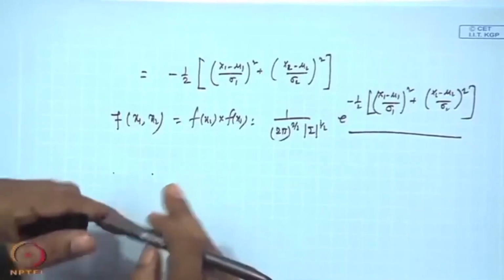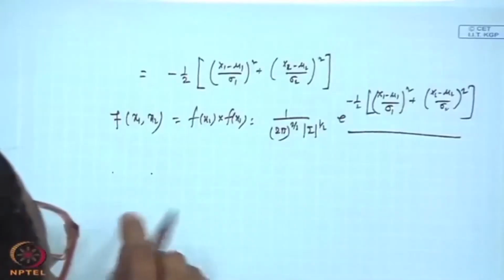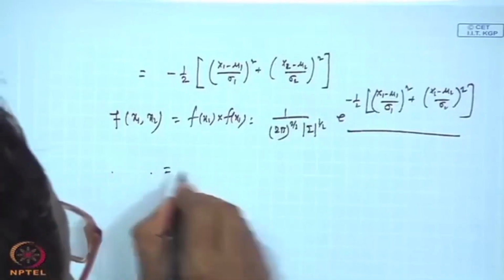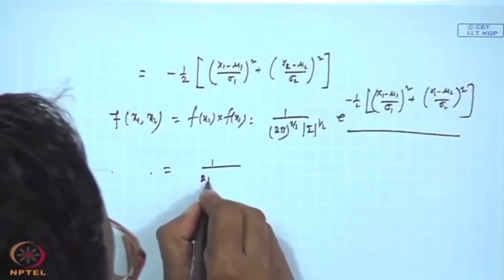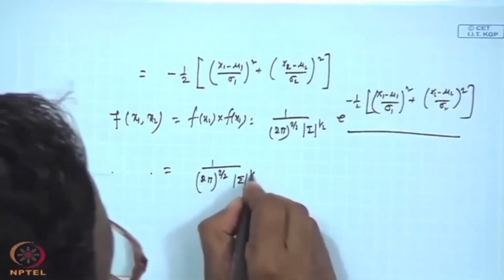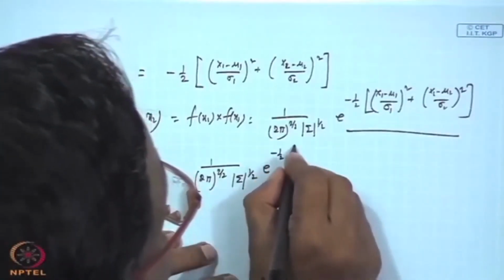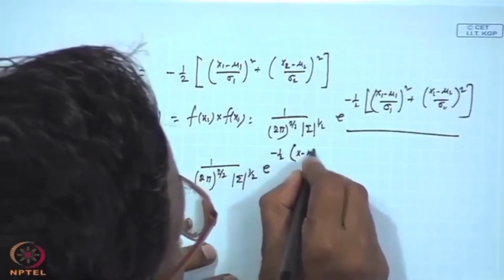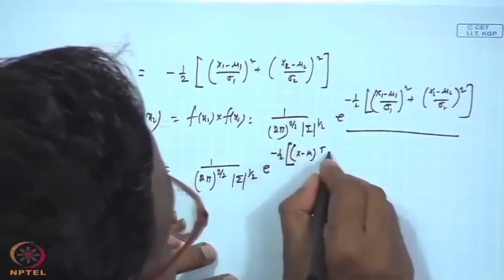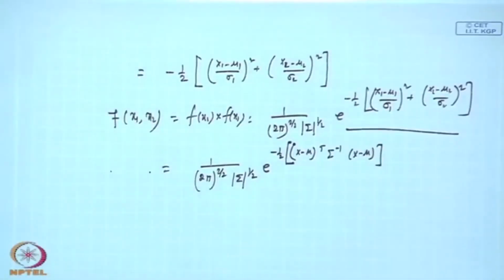So what I mean to say is, although this is not a derivation, this is another way of proof. That means for the bivariate case, I can write my bivariate normal distribution like this. This is the case. You can write like this.